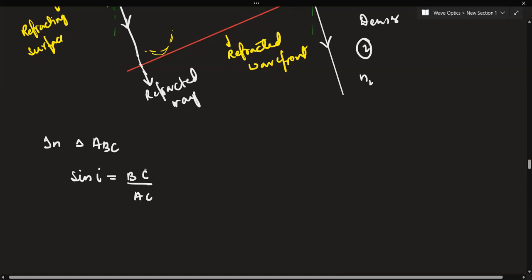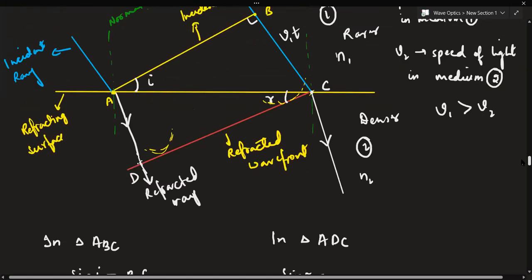Now for the other right angle triangle, let's name this point as D. So in triangle ADC, we have to take sine R. This is again making an angle of 90 degrees. So what should sine R be now? This is the angle, this is 90 degrees. AD by AC.